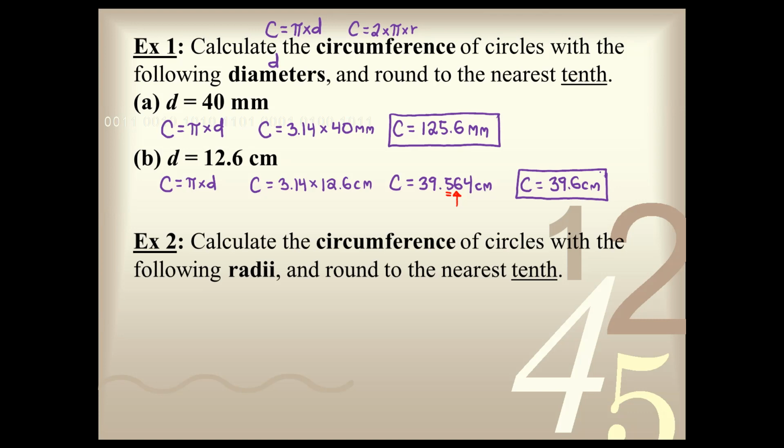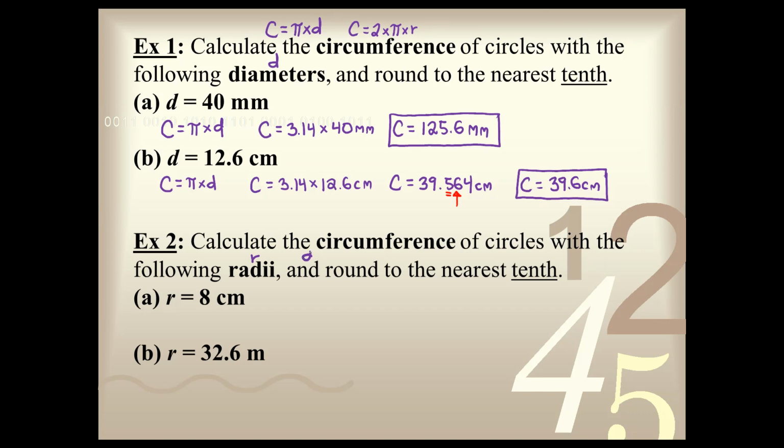Let's go to example 2. I want to do the same thing, calculate the circumference of the circle, but this time we're given the radius. Okay, so now we need to use a second equation because we're given r instead of d. Although if you wanted to, you could calculate the diameter and just go ahead and use the first equation, but that'd be a lot of work.